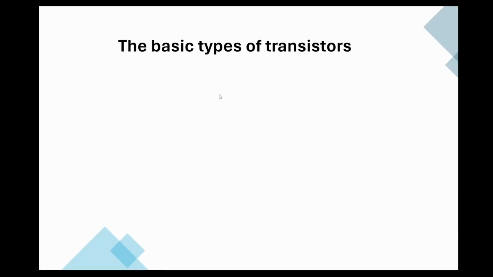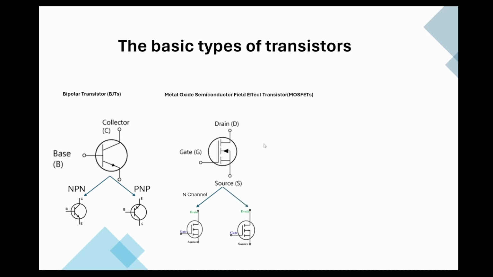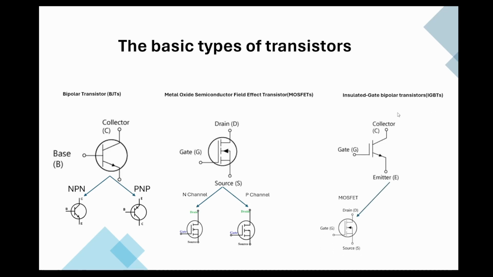But let's see now some basic types of transistors. The first type will be the bipolar transistor or BJT, as explained, which has two categories. One is the NPN and the other is the PNP. The second category is the MOSFET, or metal oxide semiconductor field effect transistor, which has two channels, channel N and channel P. And last but not least is the IGBT, the insulated gate bipolar transistor, which is practically a combination of a MOSFET and a BJT transistor.